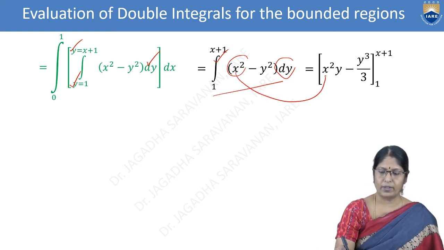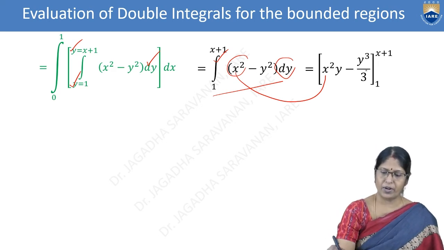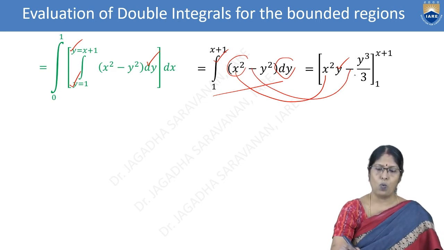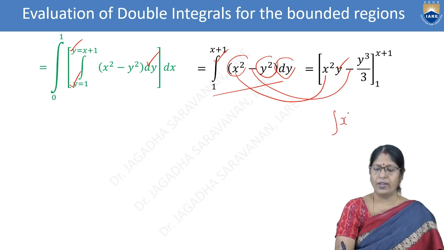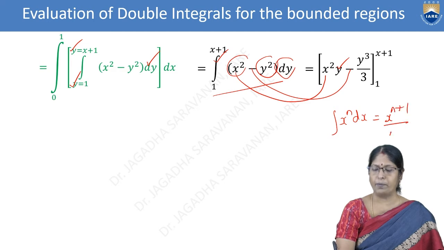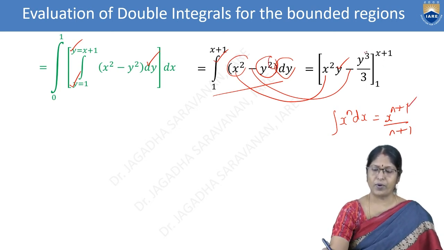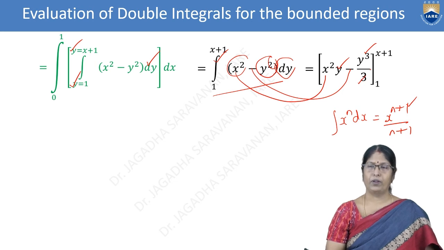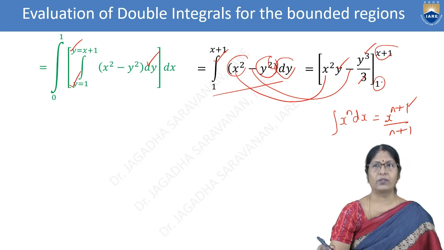So x square is written as it is, treating it as constant. The dy integration is y. Minus is written as it is. Y square, the integral, following the formula: integral x power n dx is x power n plus 1 by n plus 1. Here our n is playing the role of 2. So 2 plus 1 is 3, y cube by 3. The limits: the upper one is x plus 1, the lower one is 1.